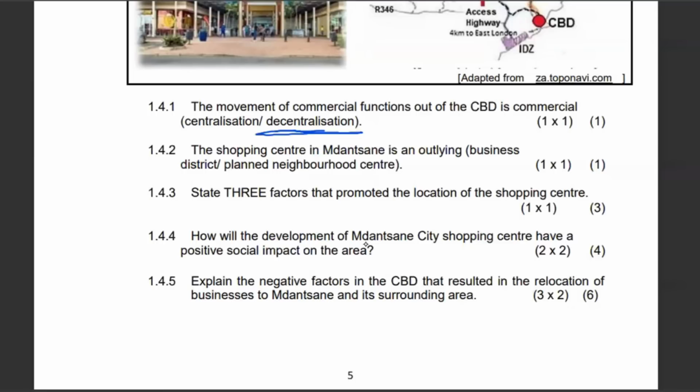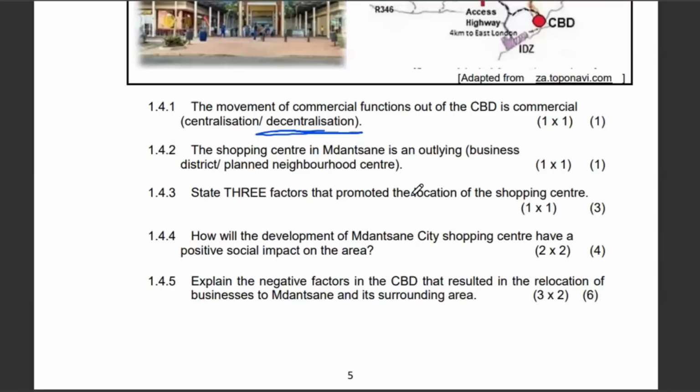They are now being moved to the outlying business district. That is decentralization, the opposite of centralization. When we are centralizing, we are concentrating activities, we are concentrating commercial functions in one area. But in decentralization, we are moving them away from a focal point. Then number 142, the shopping center, is an outlying business district or planned neighborhood center, shopping center.